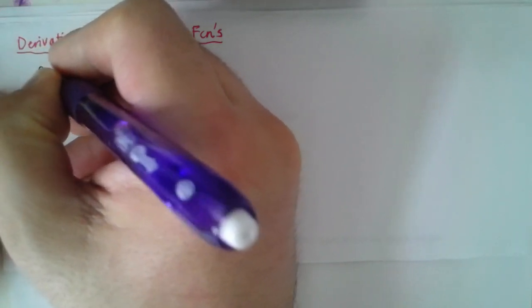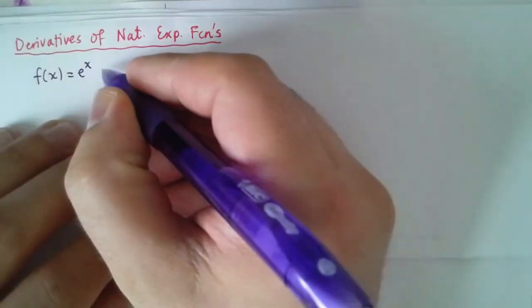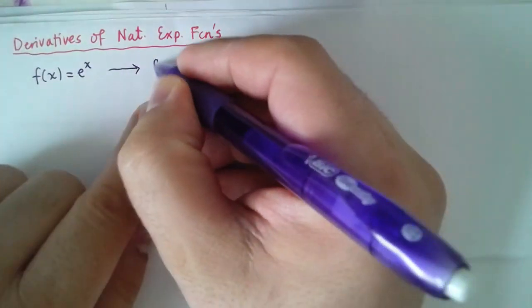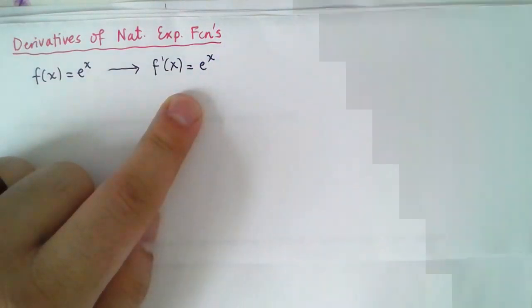Hello folks, in this video I'll go over the derivatives of natural exponential functions. With the natural exponential function we mean f of x equals e to the x, with the base number e approximately 2.72. The first fact that we know, it's really simple, is that if you take the derivative of the natural exponential function you'll get itself, e to the x.